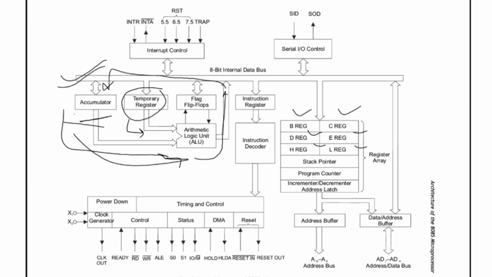And here you can see one more block, that is the flag register. Flag register is used to show the status of the result of ALU. The content of this flag register will be changed depending on the result of the ALU. So arithmetic and logic unit performs functions like addition, subtraction, logic AND, logic OR, logic XOR, complement, increment, decrement, rotate and clear.